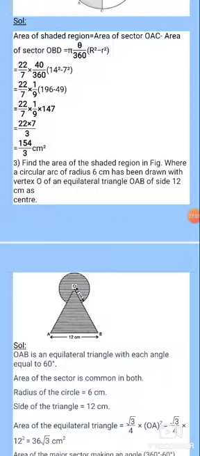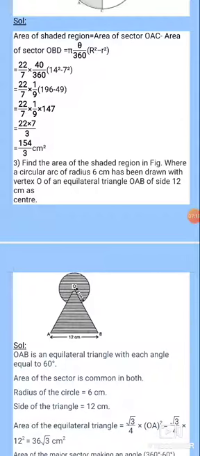What remains? 3. Then 12 into 3 is what? It is equal to 36. 36 root 3 is the area of the equilateral triangle. Now the area of the equilateral triangle is 36 root 3. After that we need to find out the area of the circular region.